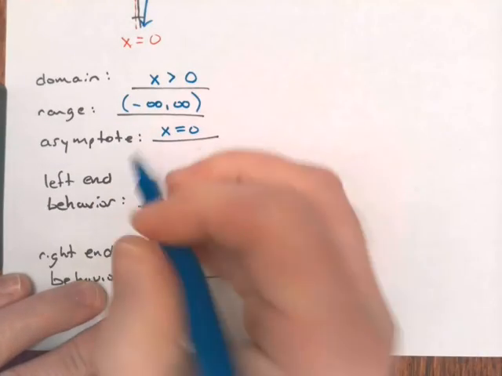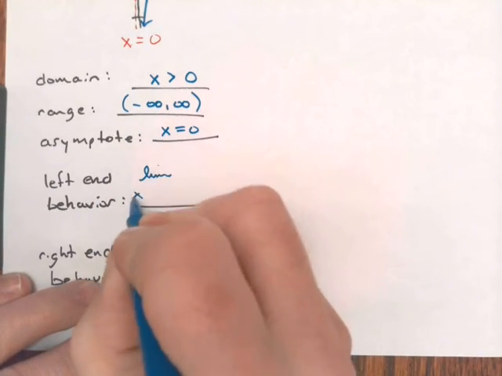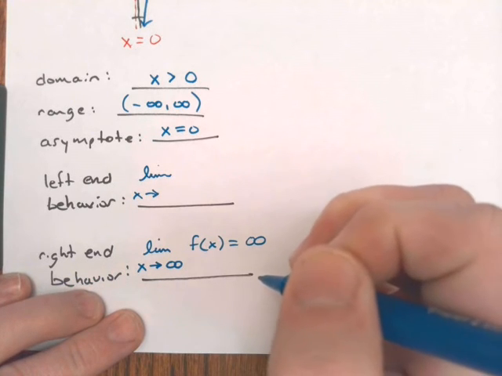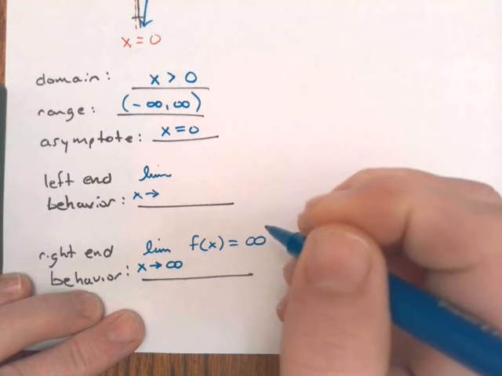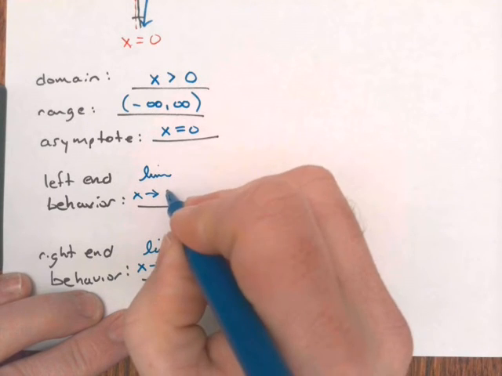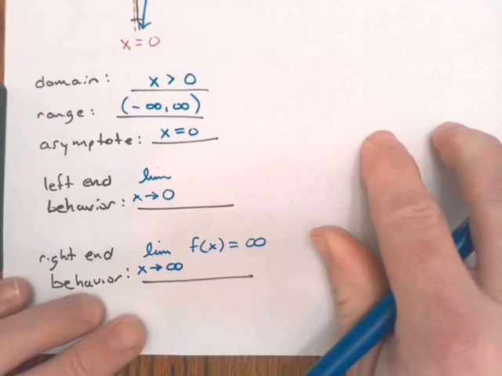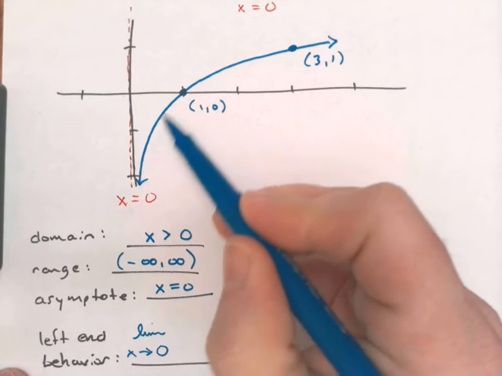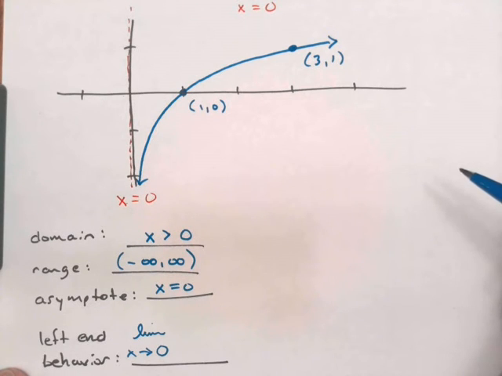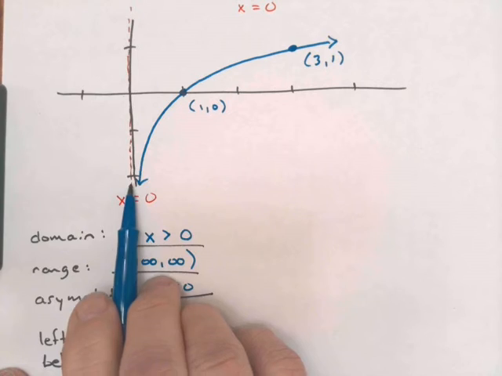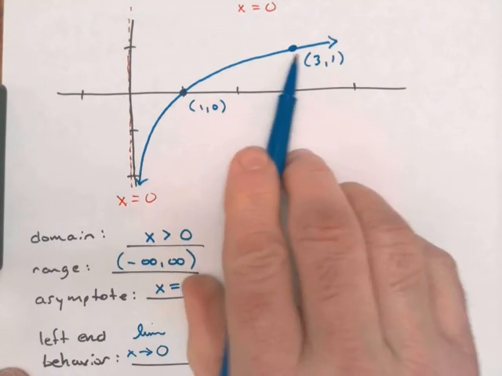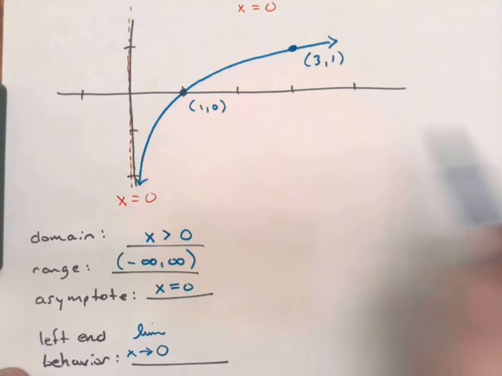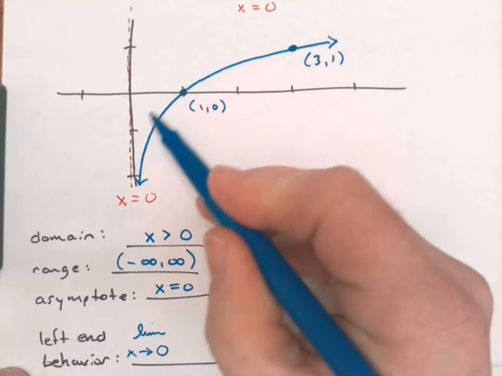So for our left end behavior, we would have the limit as x approaches, and when you go over to the left as far as you can, you don't go over to negative infinity. You can't go past the asymptote. So what we're doing is we're getting really close to an x-coordinate of 0. You can approach 0, this vertical line, from either the left side or the right side. And we should use some notation here to describe what's happening on that graph. We are approaching 0 from the right side.